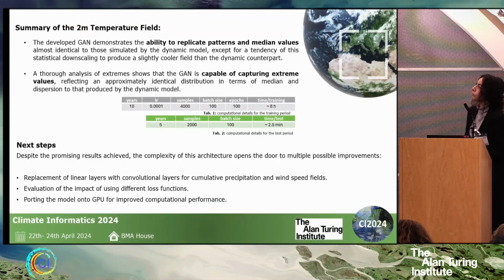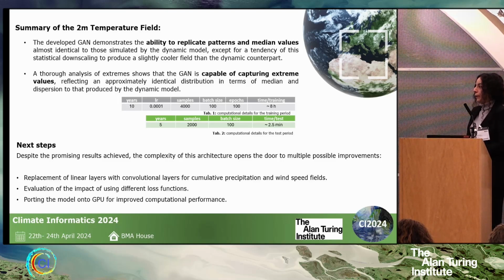In conclusion, the developed GAN demonstrates the ability to replicate patterns and median values. We are able to reproduce the distribution of the high-resolution real dataset, and it is also able to capture extreme values. About the computational details, the training for 10 years with daily frequency takes 8 hours, and the test period for 5 years takes 2.5 minutes.